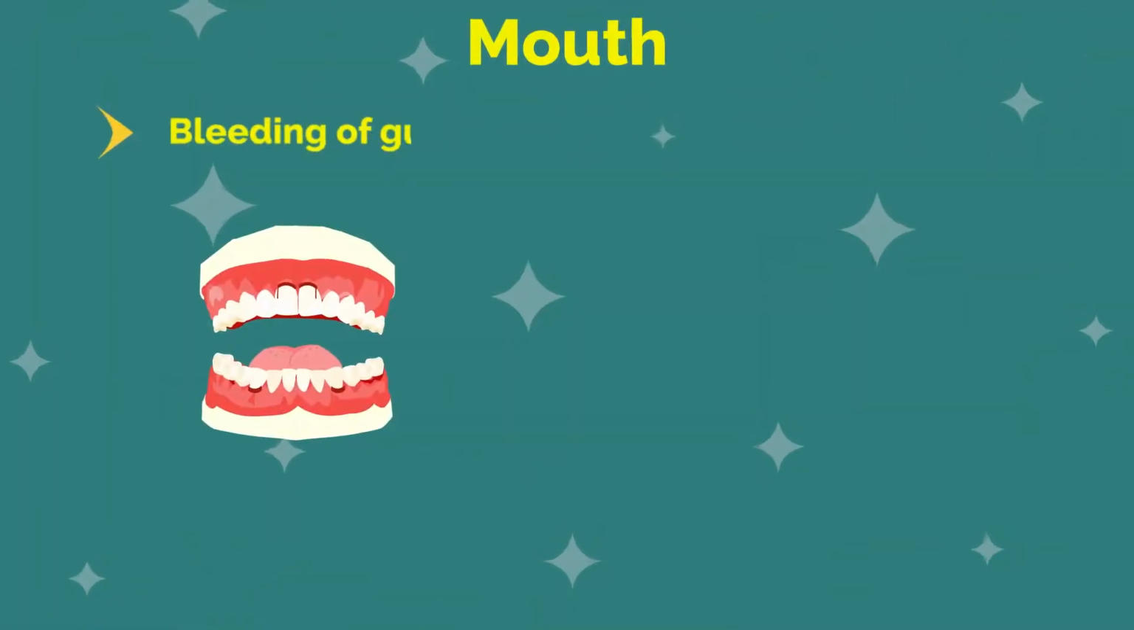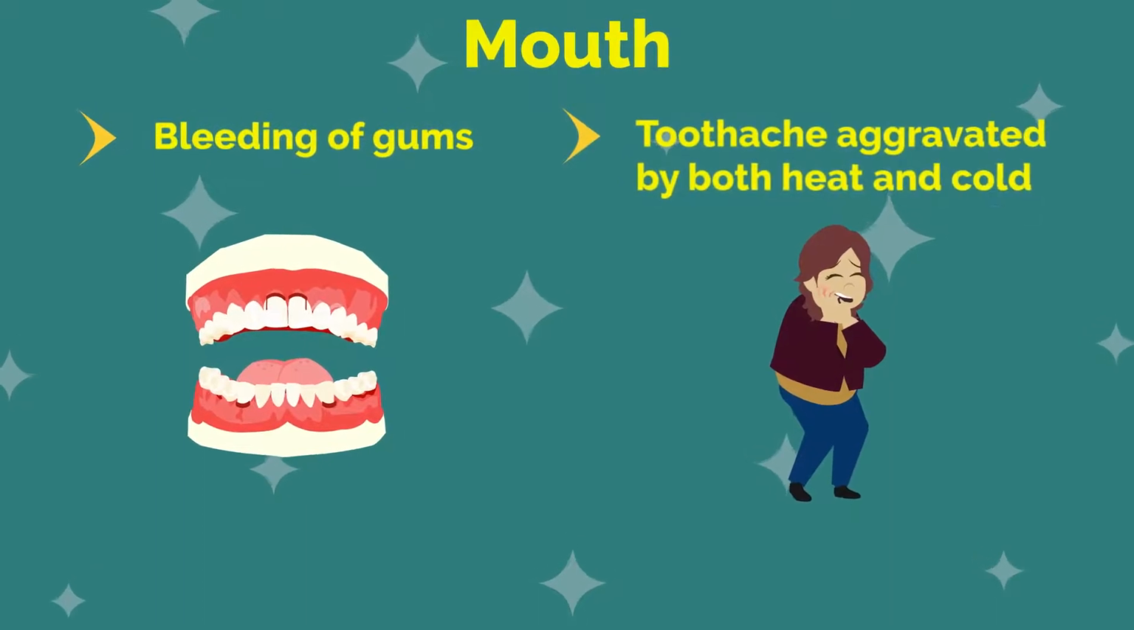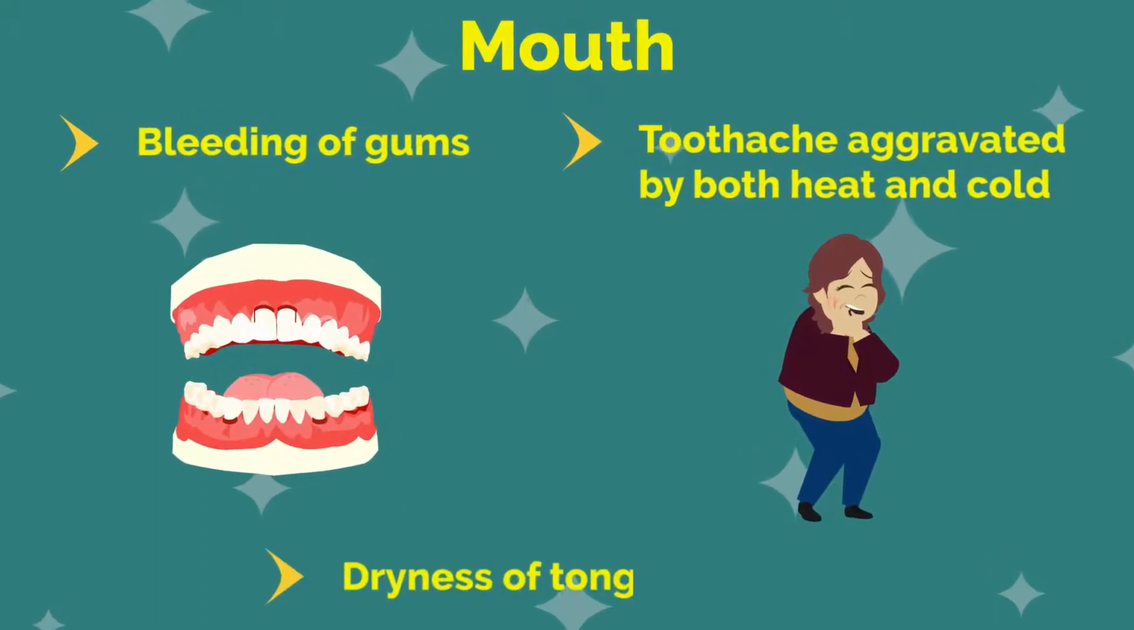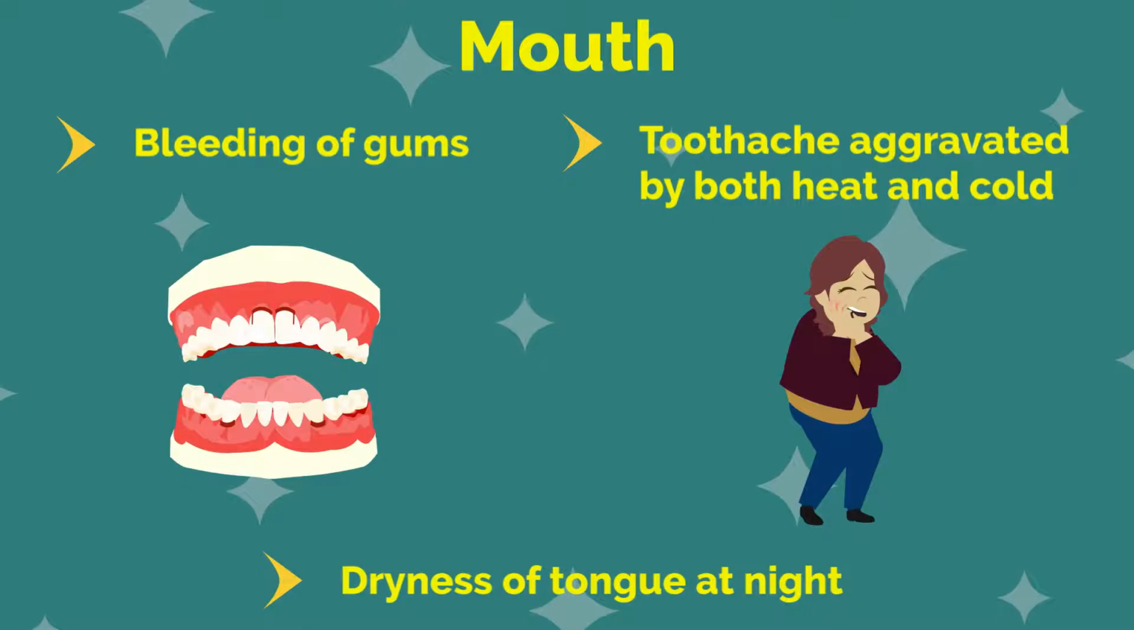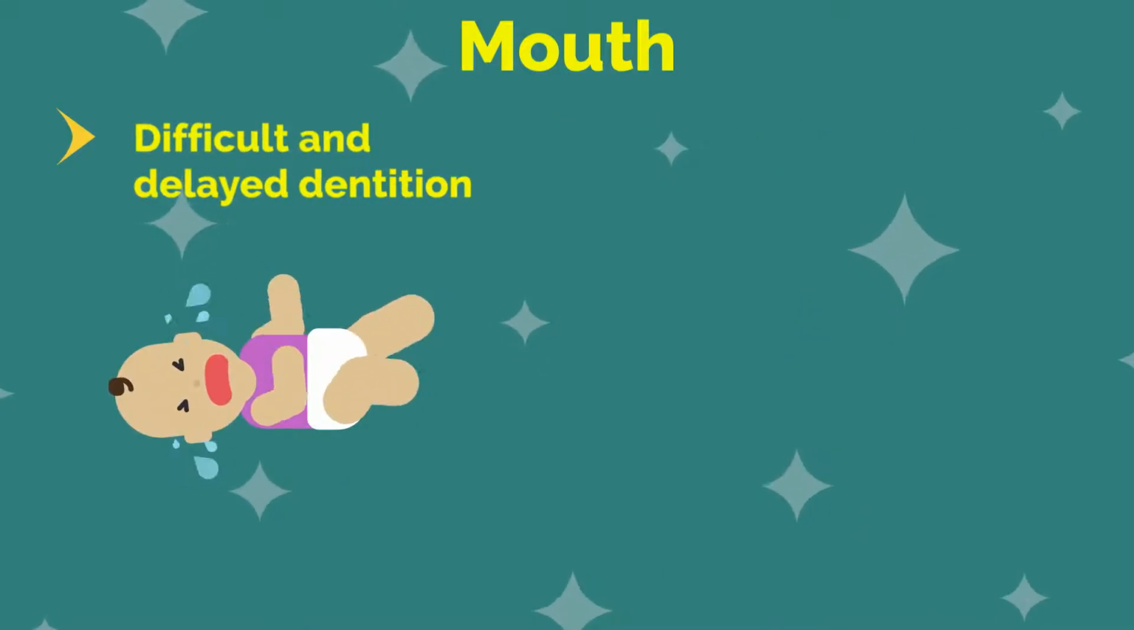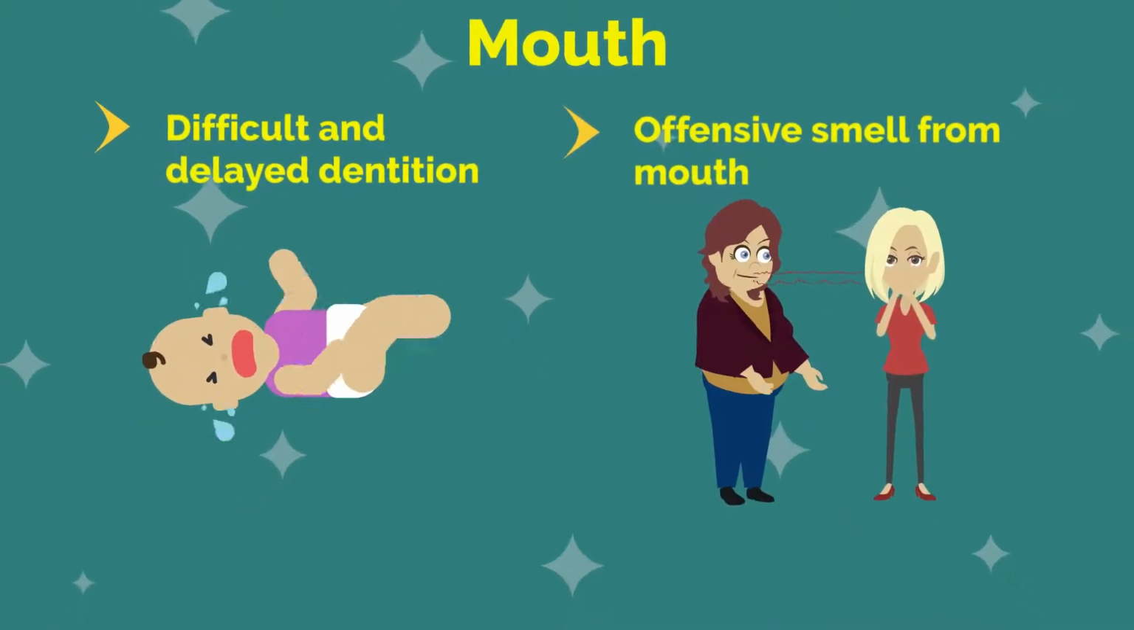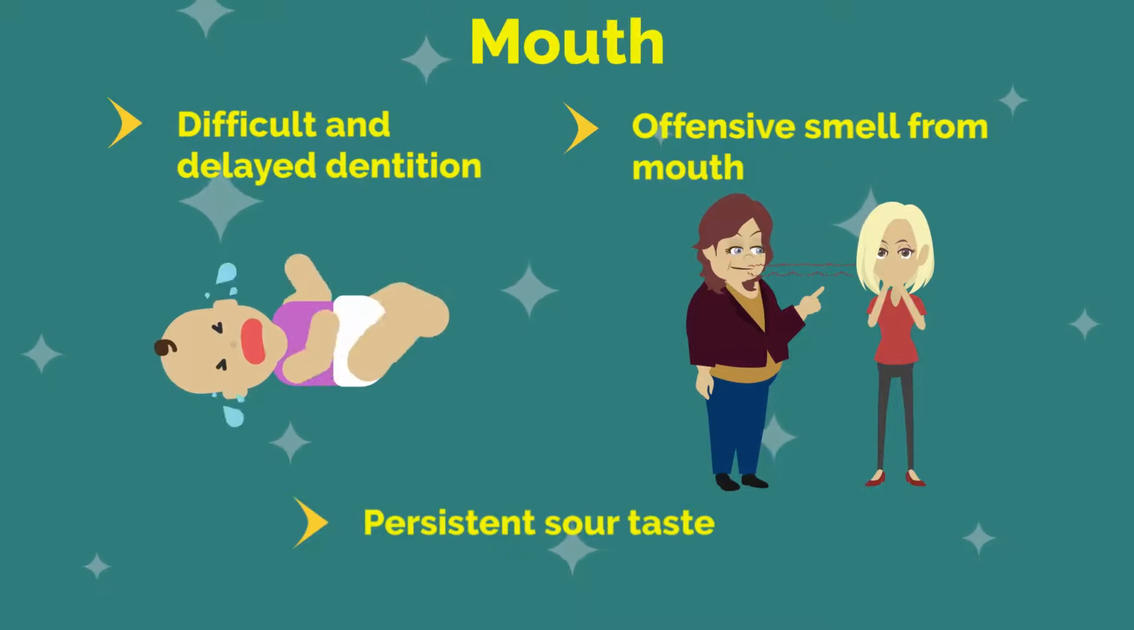In case of mouth symptoms, there are bleeding gums. Toothache aggravated by both heat and cold. There is dryness of tongue at night. There is difficult and delayed dentition. Offensive smell from mouth. Persistent sour taste.